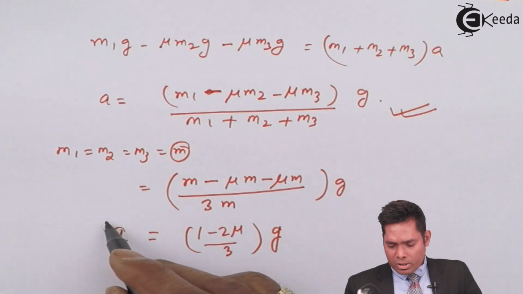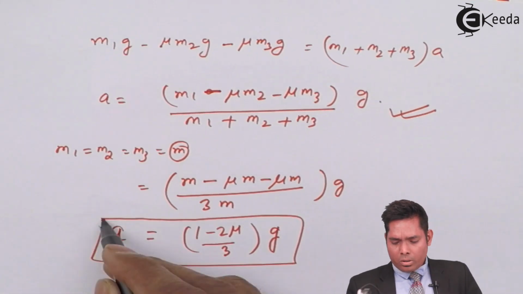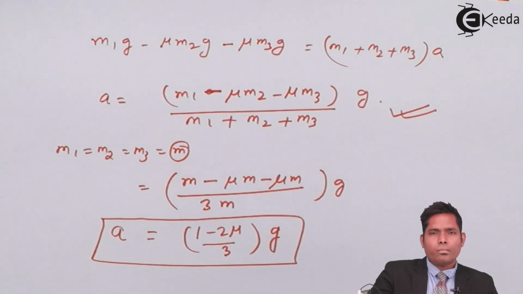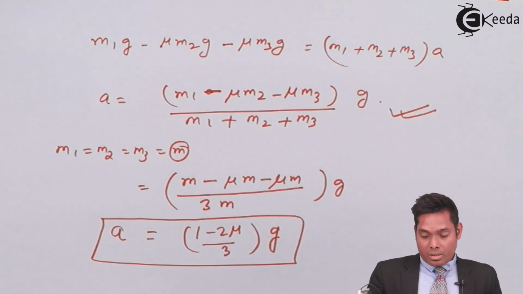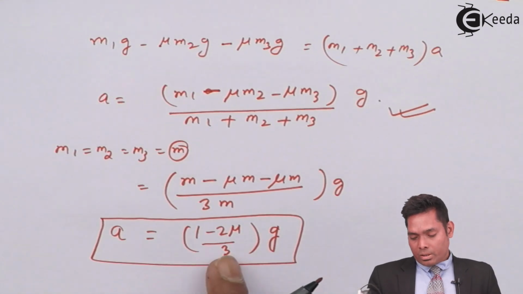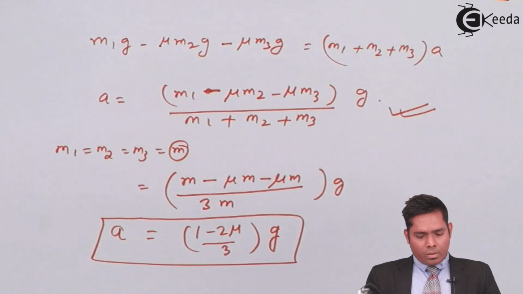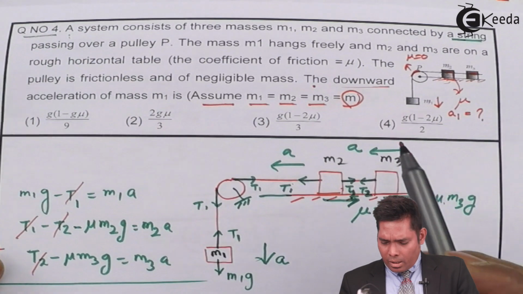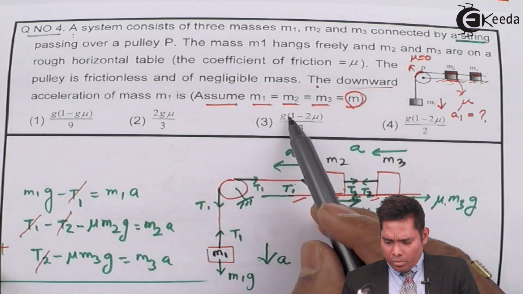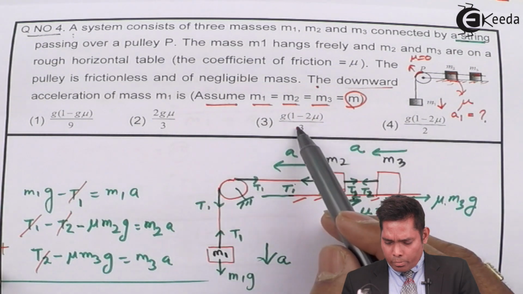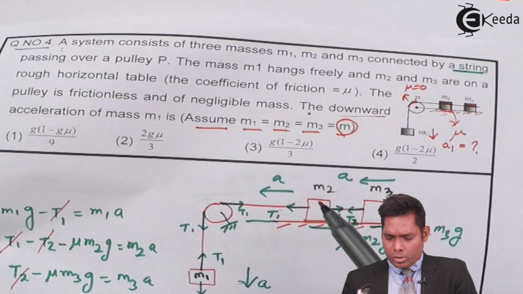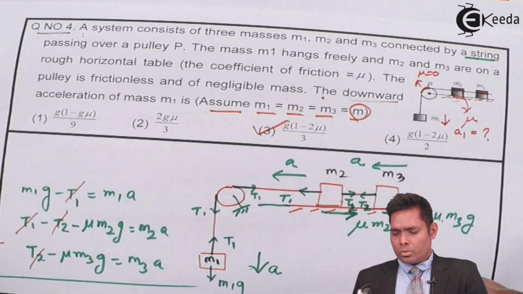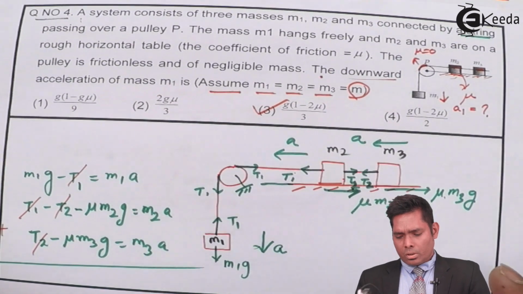So this is the acceleration of the block in the situation where the masses are the same. If I see the options, g into 1 minus 2 mu by 3, so this option is the correct option. So this is the answer to this question.